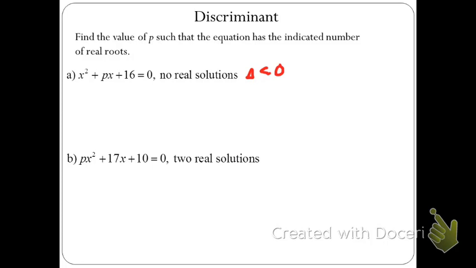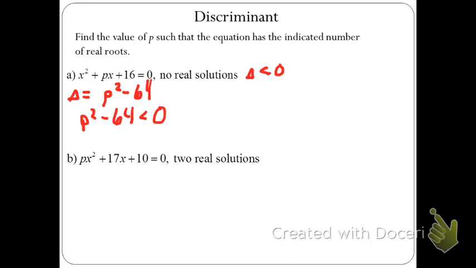Now if the discriminant has to be negative, what that means is that b squared minus 4ac has to be negative. The discriminant here would be p squared, because that was our linear coefficient, minus 4 times a times c, and 4ac ends up being 64. What we're saying then is that p squared minus 64 has to be less than 0.